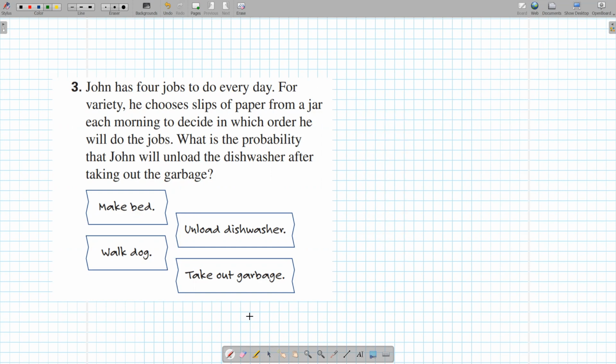Any ideas on how to approach this? Could you draw it out? You could, so how would you even draw this out? Step 1, how many total outcomes are there? There's 4 jobs to do. How many slips of paper does he take out from the jar every morning? 4. So there's a total of 16. Now the question is, out of the 16, how many times would the dishwasher come after the garbage?